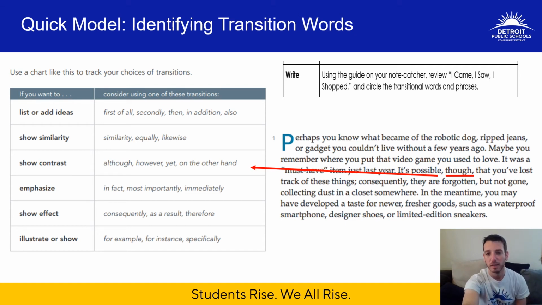Let's keep reading. It's possible, though, that you've lost track of these things. Consequently, they are forgotten but not gone, collecting dust in a closet somewhere.